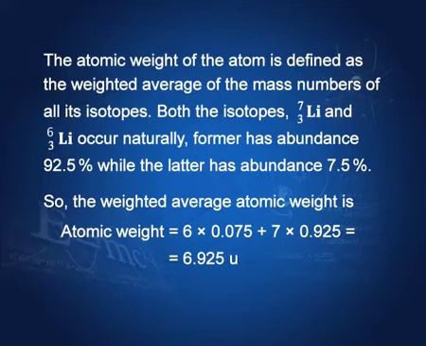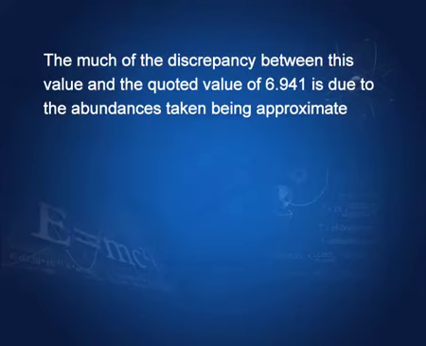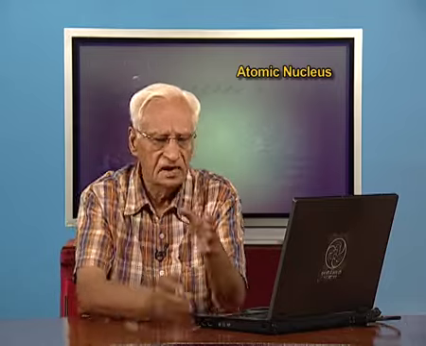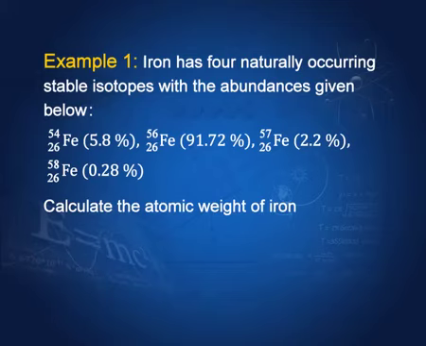This is 92.5%, this is 7.5%, and if you add, you get 6.925 U. Much of the discrepancy between this value and the quoted value 6.941 is due to the abundances taken being approximate. We have taken 92.5% and 7.5%, they differ slightly from these numbers, and that is why the actual number is 6.941 and not 6.925.